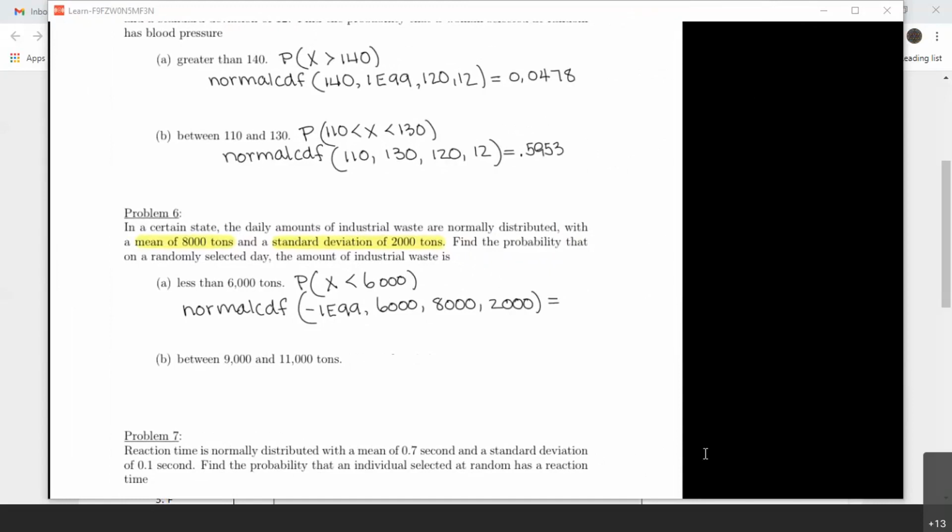And again, what probability did you get for A? Anybody want to just type it in?